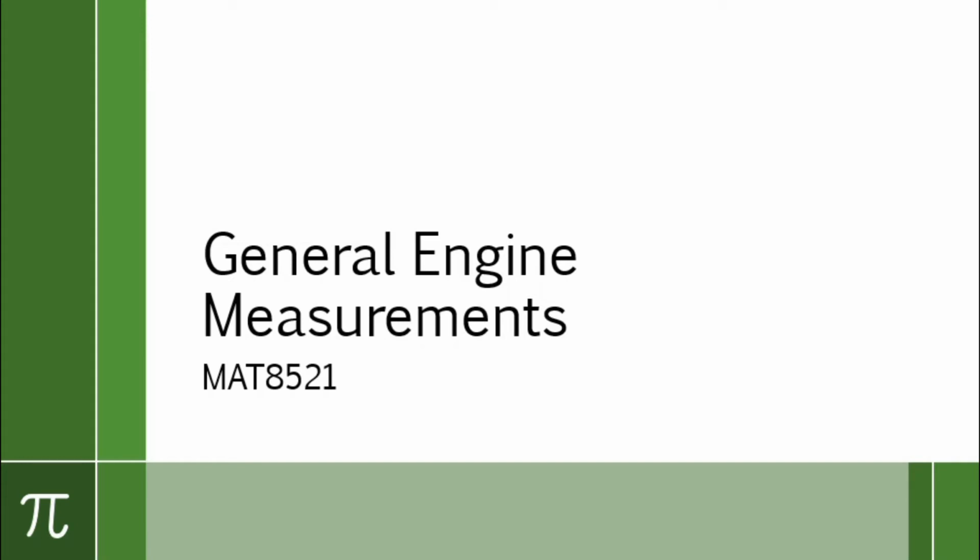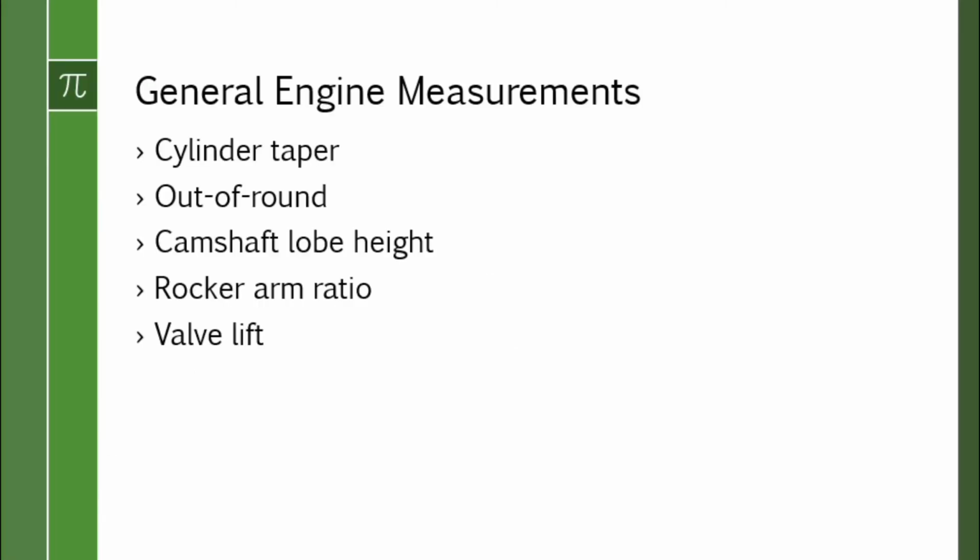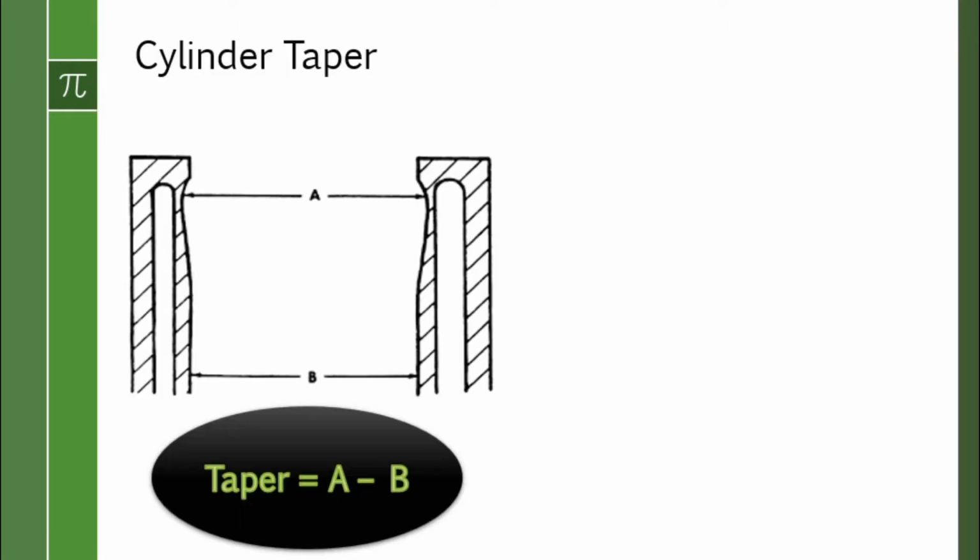Hey, this video is going to talk about general engine measurements for Math 8521. Nothing too insane here, but good to know some lingo and how to do some simple math. So what we're going to look at are cylinder taper, out of round, camshaft lobe height or lobe lift, rocker arm ratio, and finally valve lift.